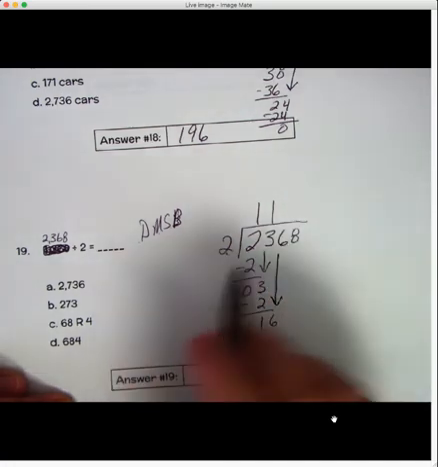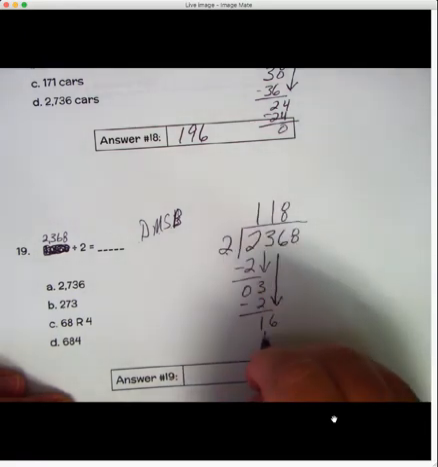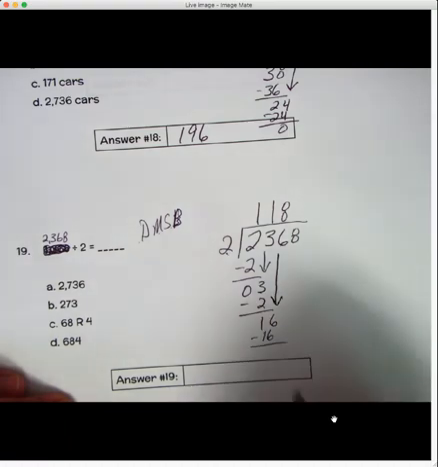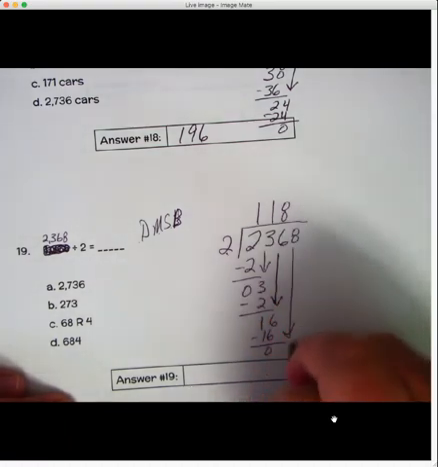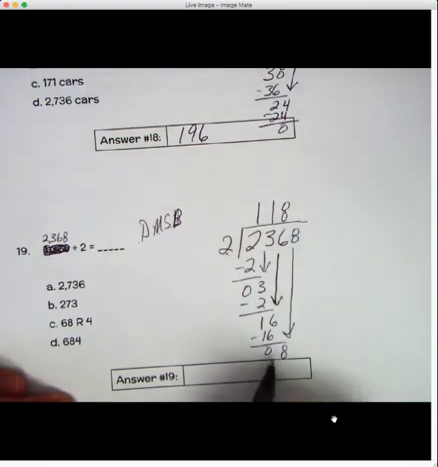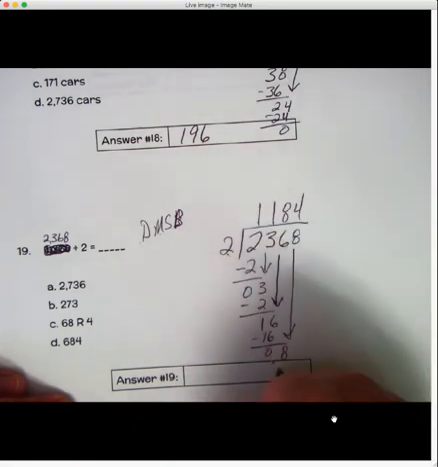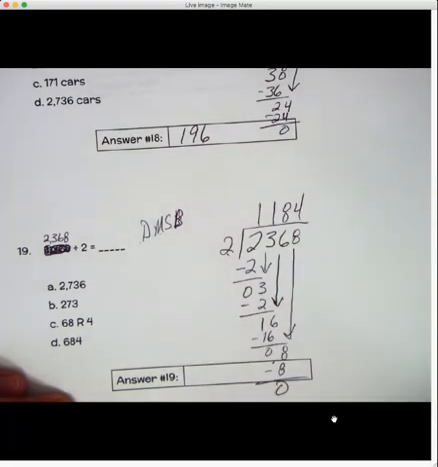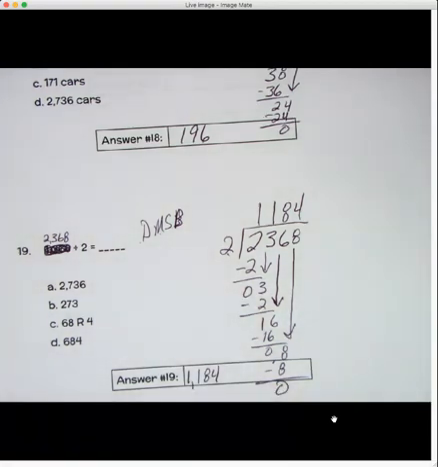16 divided by 2 is 8. Mama multiply. 8 times 2 is 16. Sister subtract. Get 0. Brother bring down the 8. 8 divided by 2 is 4. Mama multiply. 4 times 2 is 8. Sister subtract. No remainder. So the answer is 1,184. Did you get it right? I bet you did.